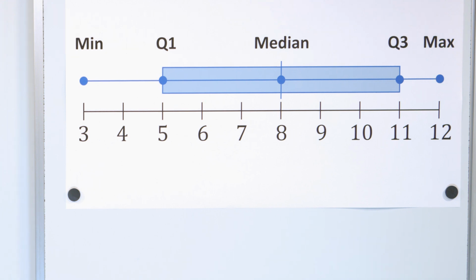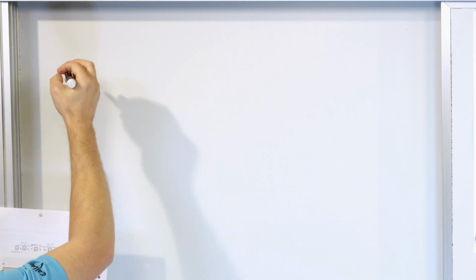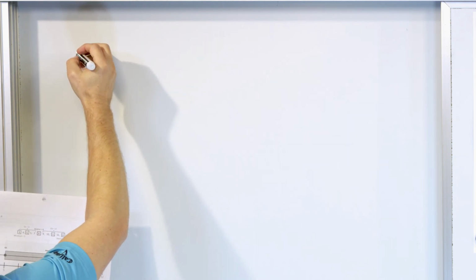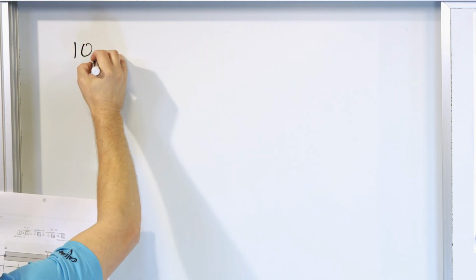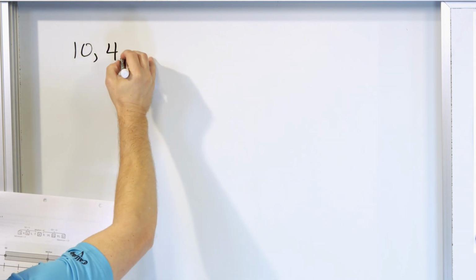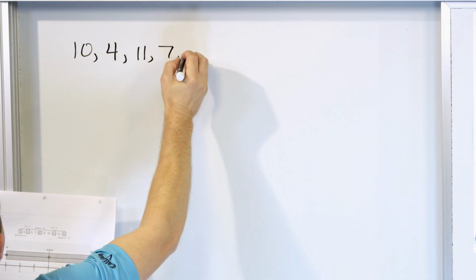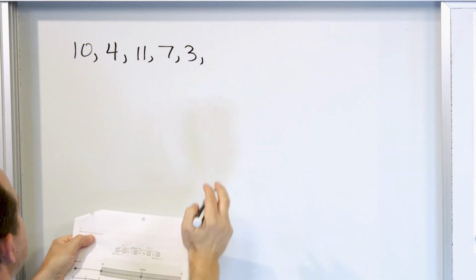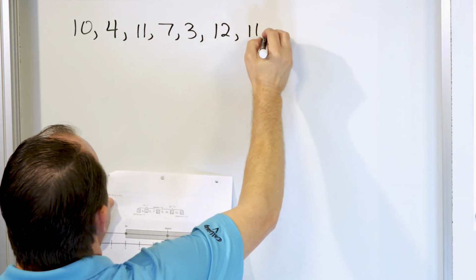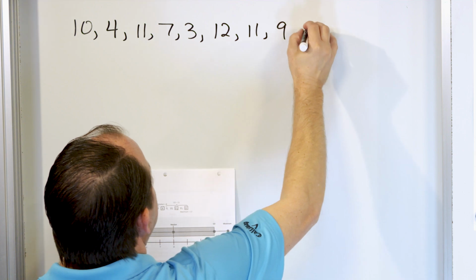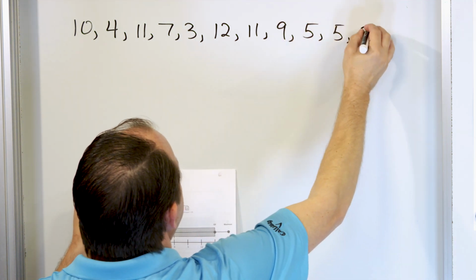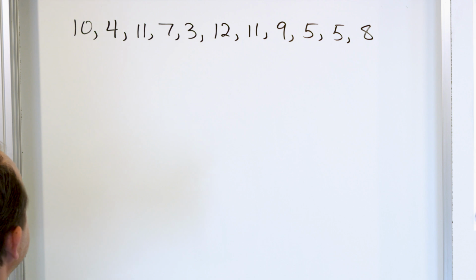So let's take a look at an actual practical example. Let's say that I'm taking a look at a program on television, and I'm going to count the number of commercial breaks that happen during different programs. So program number 1 has 10 commercial breaks, and then we have 4, 11, 7, 3 for another one, 12, 11, 9, 5, 5, 8 commercials. So let me double check. 10, 4, 11, 7, 3, 12, 11, 9, 5, 5, 8.